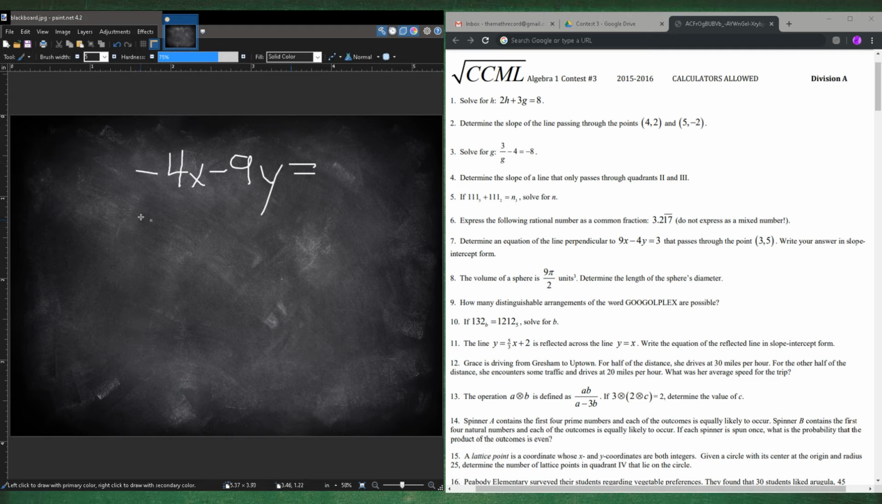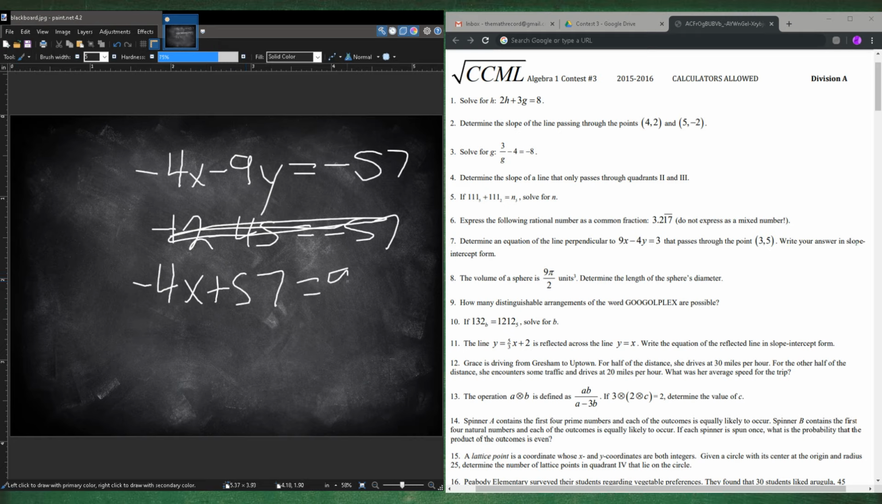Now you just got to put that point in. So that's negative 12 minus 45, so it's negative 57. So this thing is equal to negative 57, okay? Now just get 9y to the other side, so negative 4x plus 57 is equal to 9y. So that's negative 4 ninths x plus, divide by 3, that is 19. 57 divided by 3 is 19. So y equals negative 4 ninths x plus 19 over 3. So that's your answer.